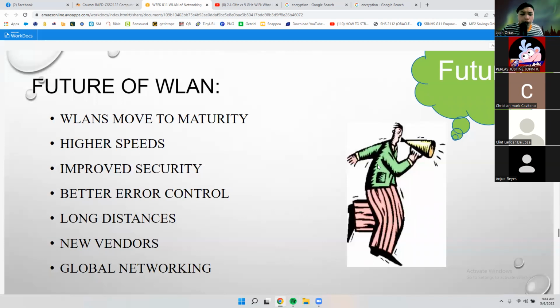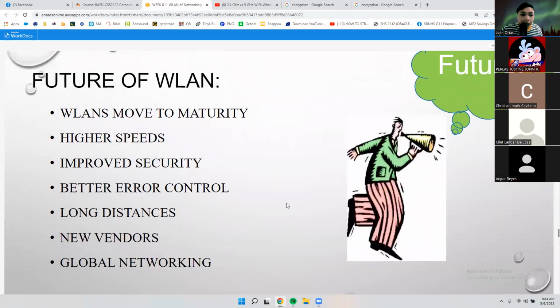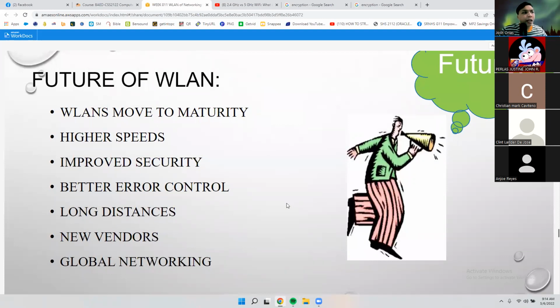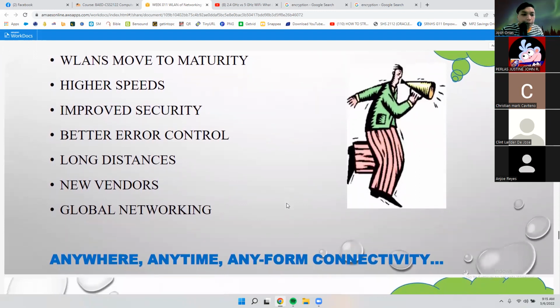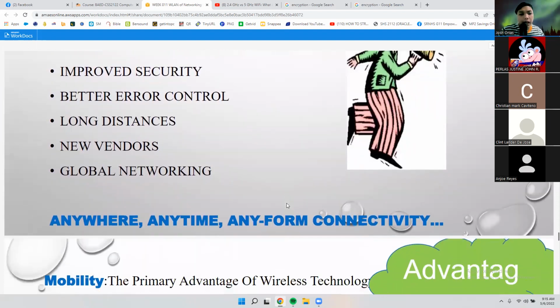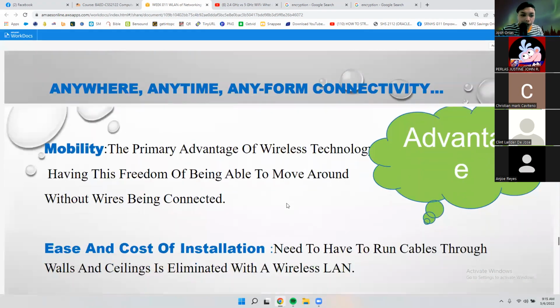So what is the future of WLAN? So, the WLAN moves to the majority and usually ngayon, talamak na ang paggamit ng Wi-Fi. Kahit saan po tayo pumunta, 'di ba? So, number 2, higher speeds. The same naman din nung ginagamit natin pagka naka-wired, ganun din yung improving speeds natin. Improved security because of the WPA2 method for encryption. Better error control, so long distance, then new vendors and global networking. So it's anytime, anywhere, any form connectivity.